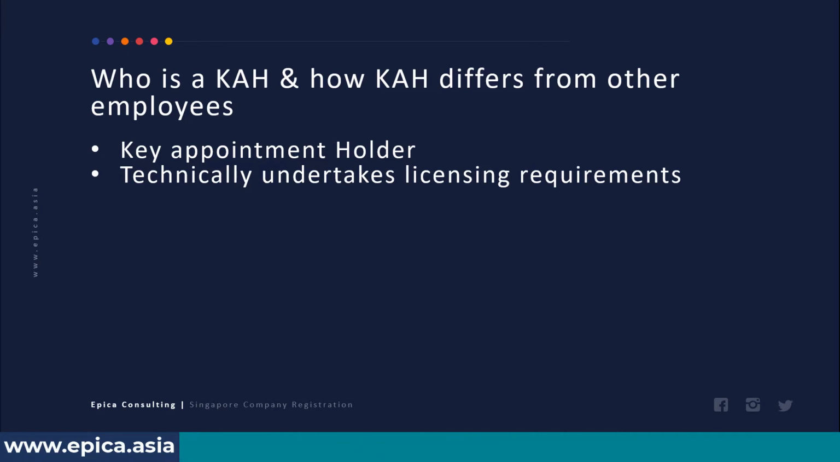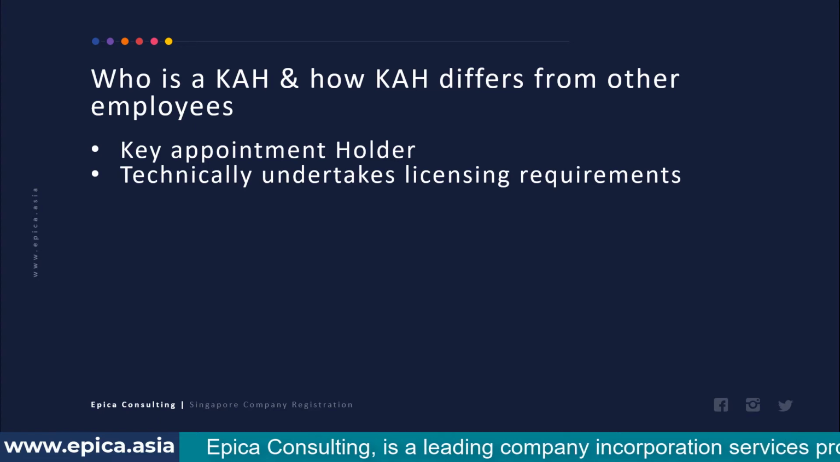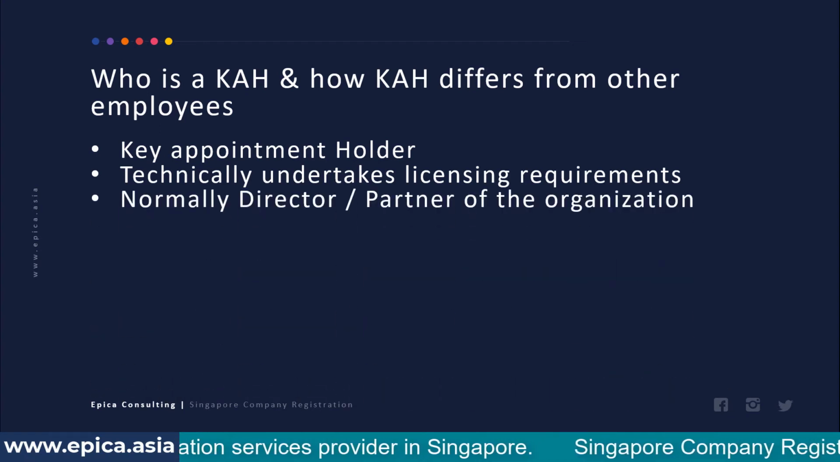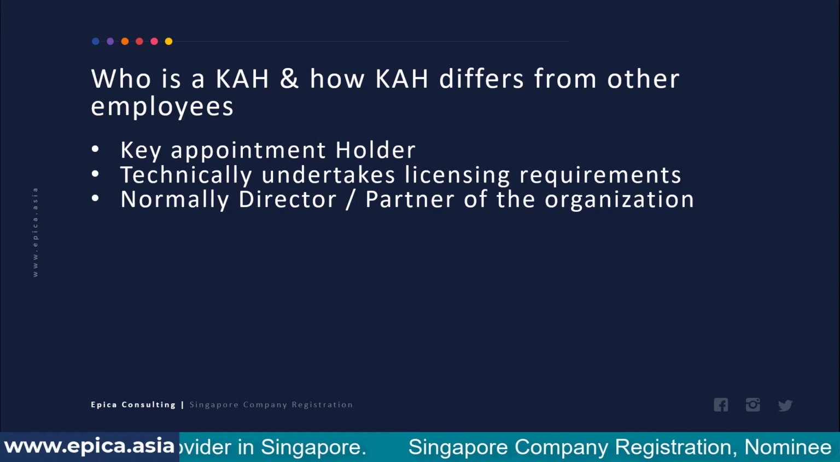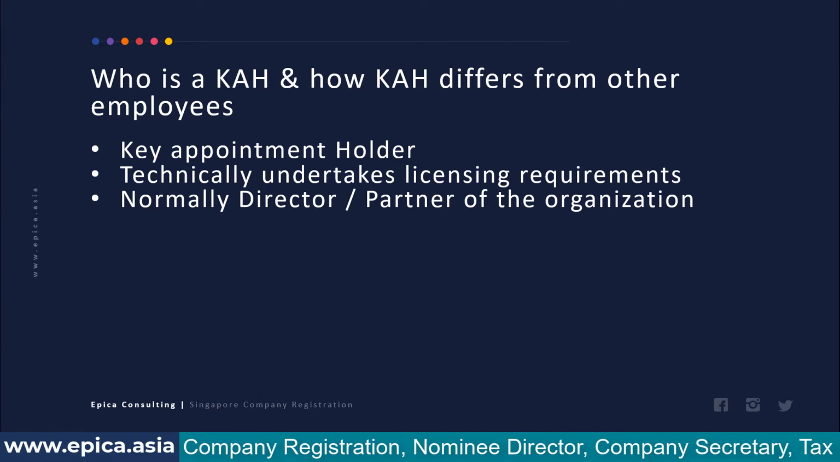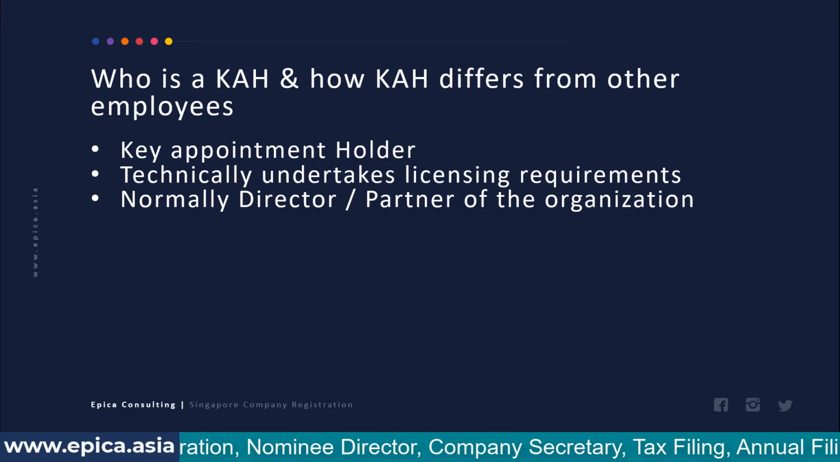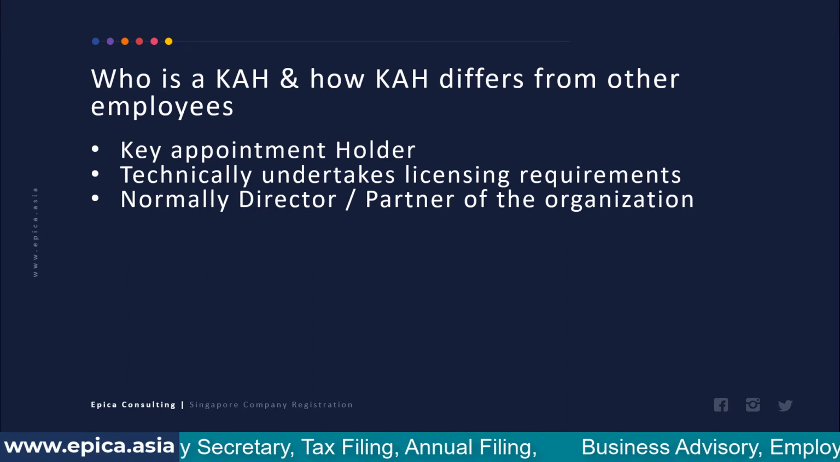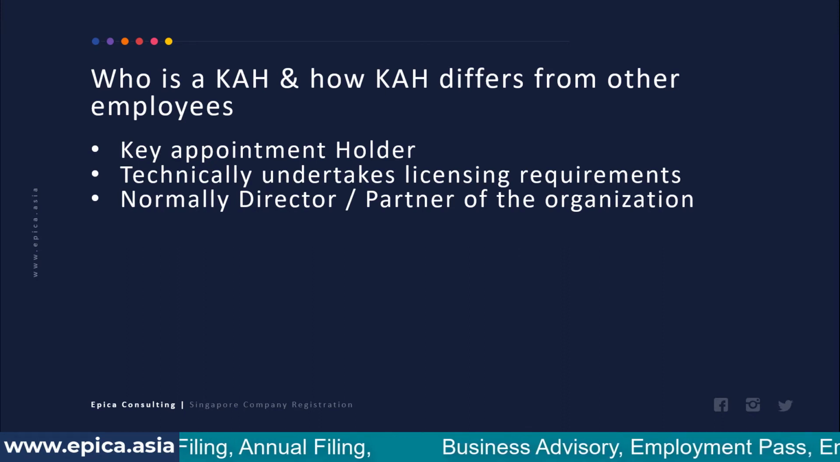And this key appointment holder has to sign the licensing conditions. Basically, he undertakes the licensing requirements and commits to the Ministry of Manpower that he is going to ensure that this company follows all the licensing requirements put in place by the Ministry of Manpower. Typically, this person needs to be the director of a company, or if the organization is a partnership, then a partner, or a manager in case of sole proprietorship. Only the person who is in ACRA records as a director, partner or manager of the company or the organization can sign this undertaking.